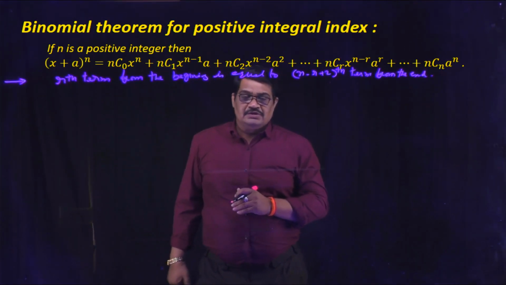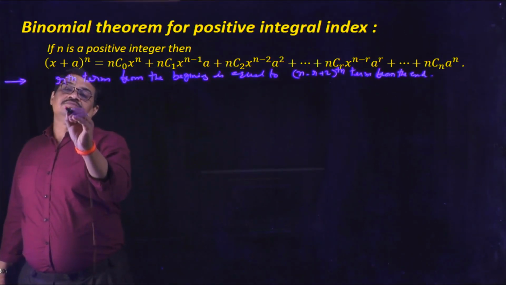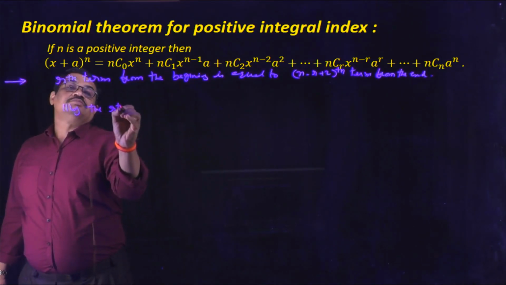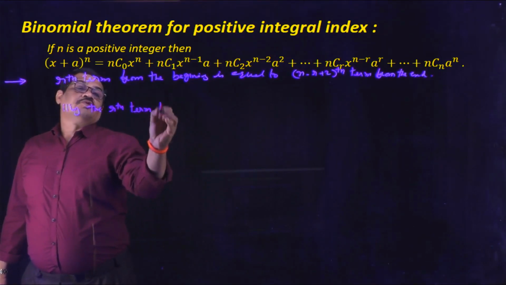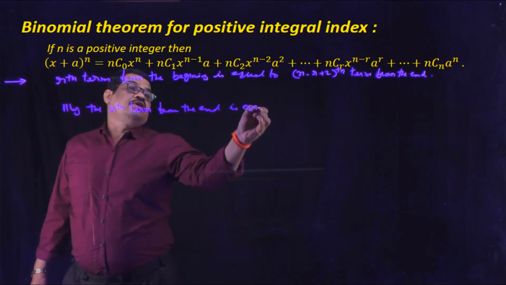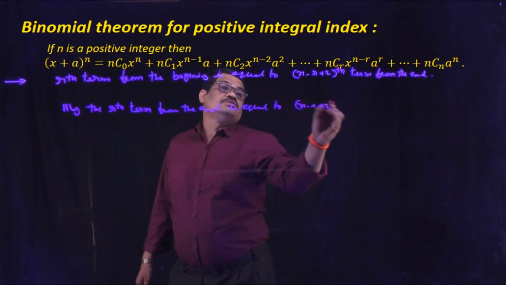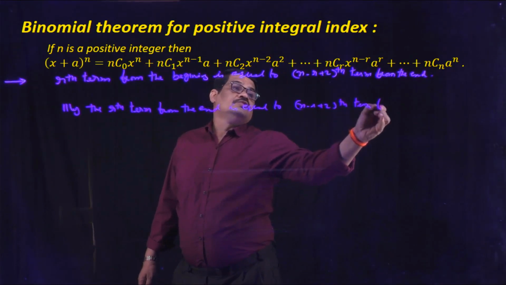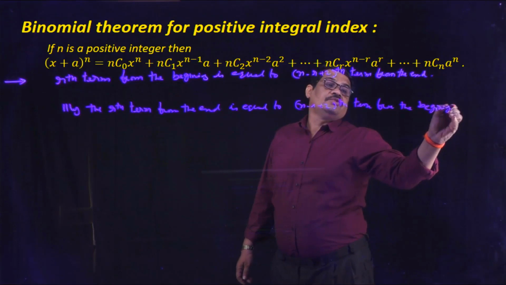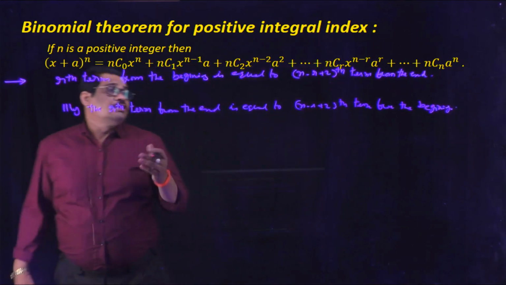Okay. So now similarly, the rth term from the end is equal to the (n minus r plus 2)th term from the beginning. Okay, so this is a very useful formula.